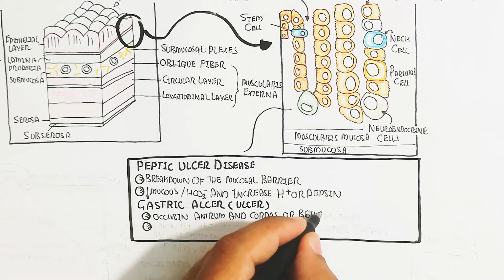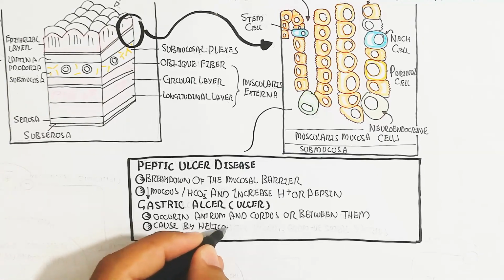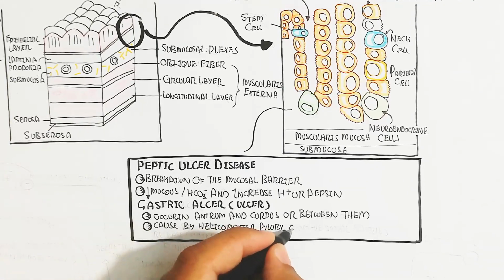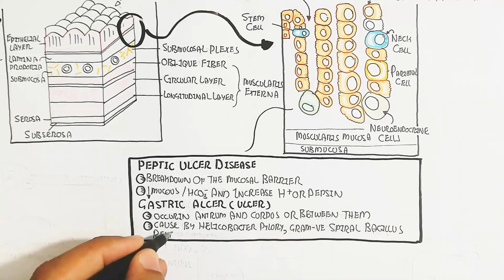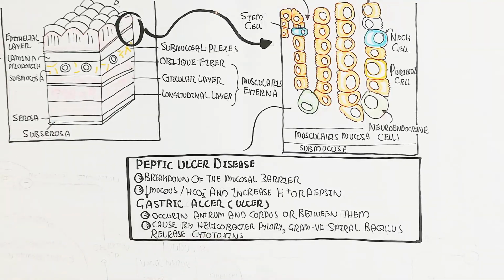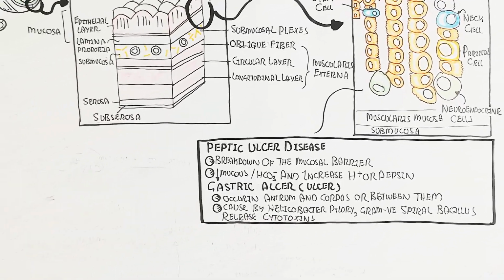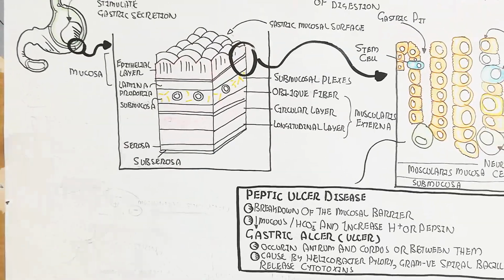A gastric ulcer is an ulcer that occurs in the antrum and corpus or between them, caused by Helicobacter pylori, a gram-negative spiral bacillus that releases a cytotoxin which damages the wall of the stomach. In this way, the gastric ulcer differs from the peptic ulcer.